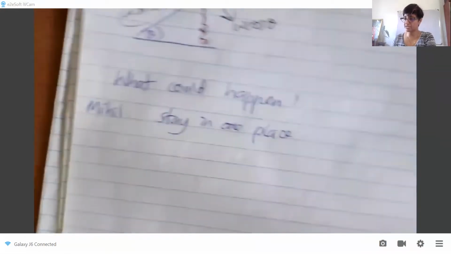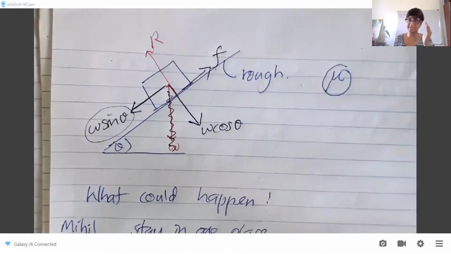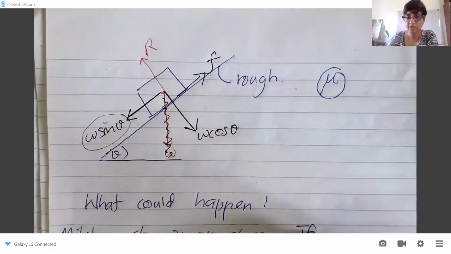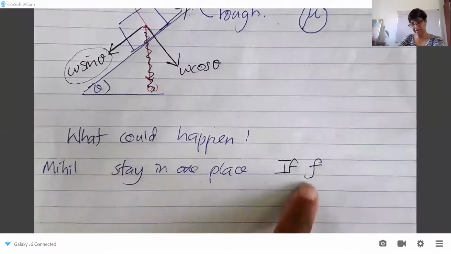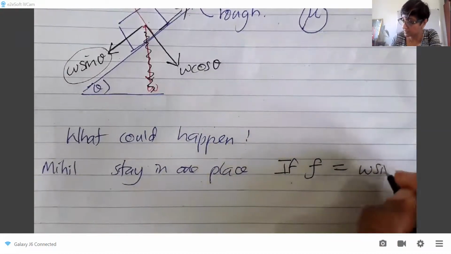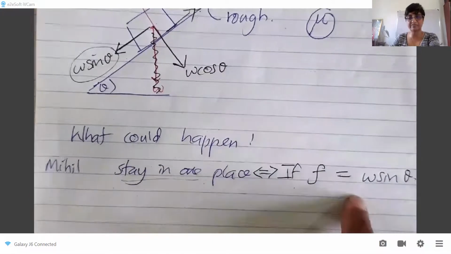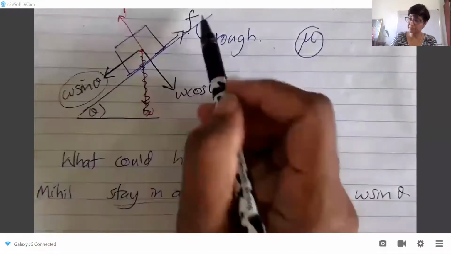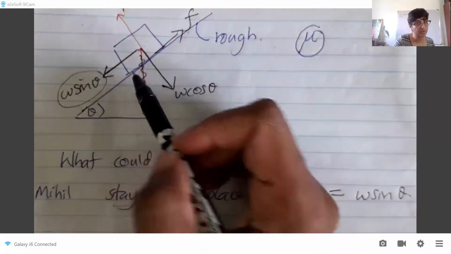So let me mark F. It could be F max, or it could be something smaller than F max. When I write F like that, that represents friction. If F is equal to W sine theta, it will stay in one place, right? Only if that will happen. This could even be F max. We don't know. Whatever it is, if the amount of friction balances out W sine theta exactly, your thing will not move.